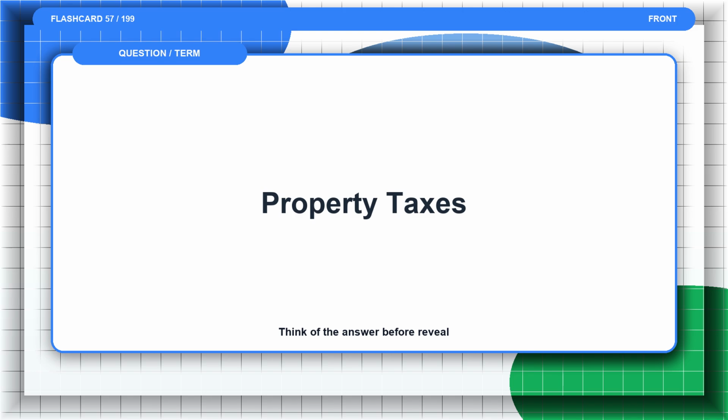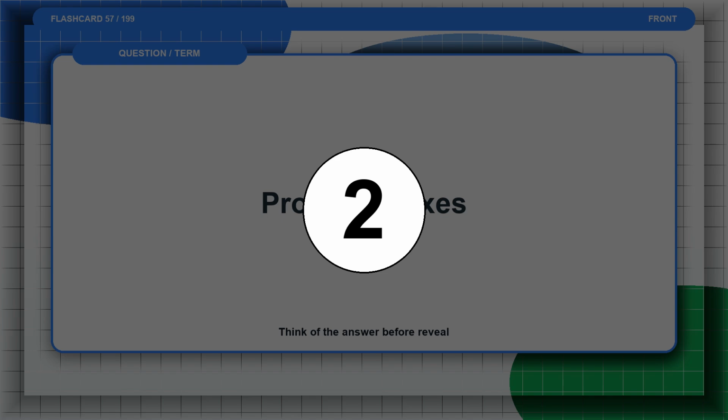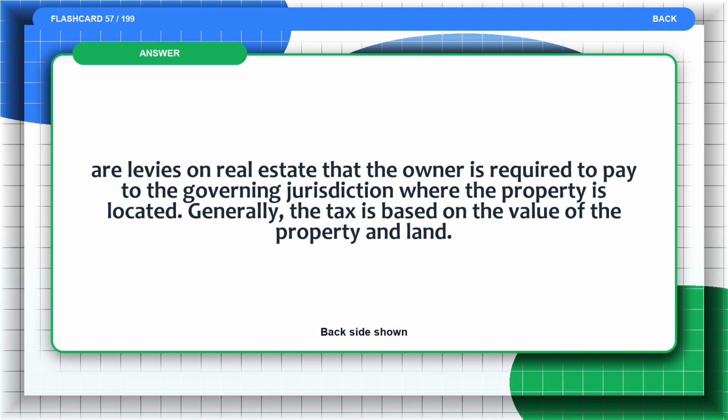Flashcard 57. Property taxes. Pause and think of the answer before the reveal. The answer is levies on real estate that the owner is required to pay to the governing jurisdiction where the property is located. Generally, the tax is based on the value of the property and land.